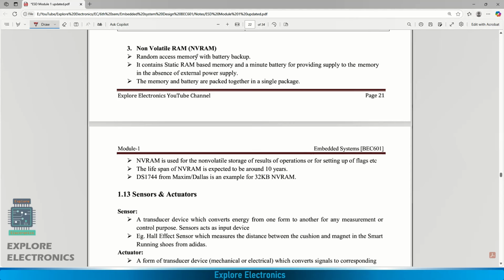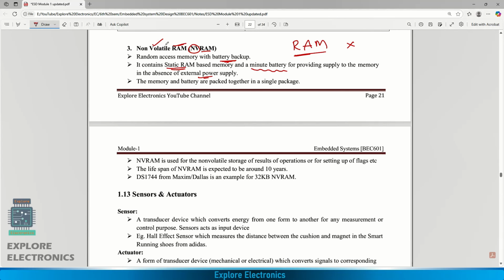Then comes NVRAM. NVRAM in the sense it is again a random access memory with battery backup. Okay, it contains a static RAM based memory. A tiny battery provides supply to the memory in the absence of external power supply. Remember, these RAMs, whatever we say, store the data as long as we are connected with the power supply. If the power supply is gone, the memory will vanish. That's why non-volatile RAM, in the sense it will have some battery backup, that is NVRAM.